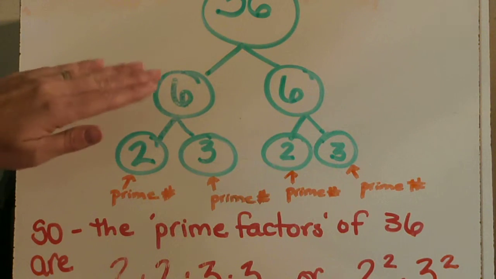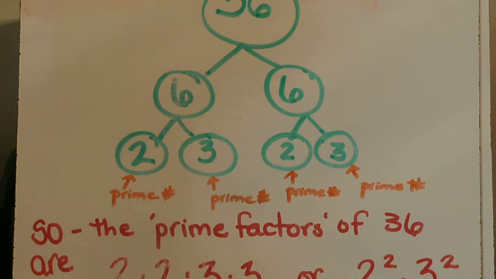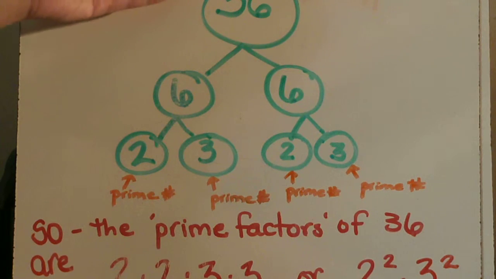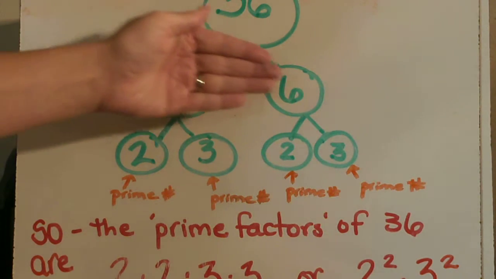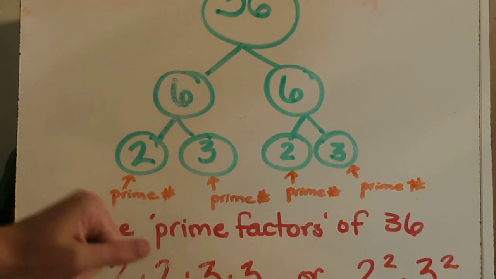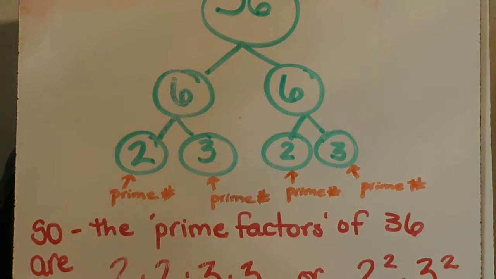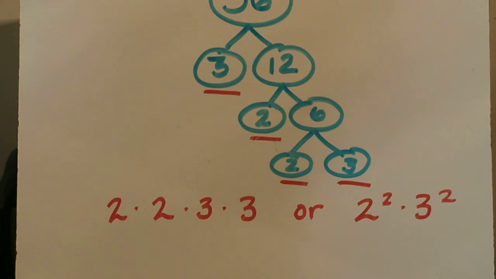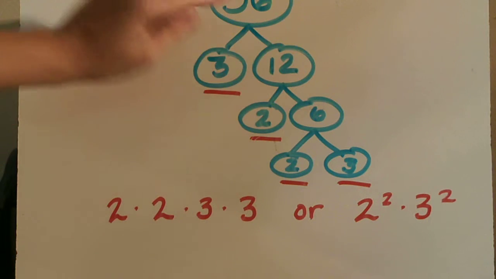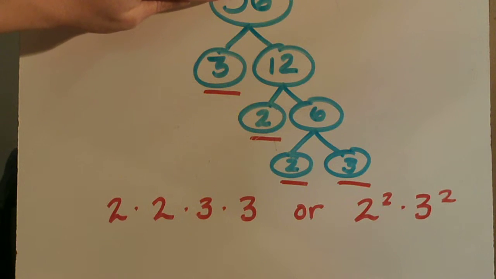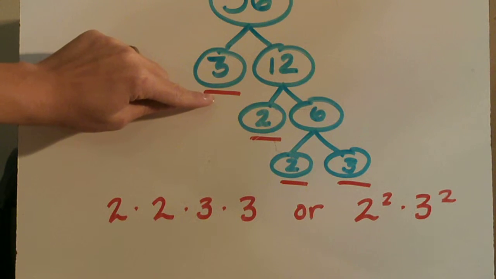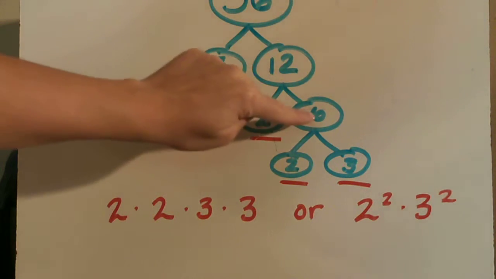Now in this example I used 6 times 6. I'm going to show you another example using 36 to show you that regardless of the combination of numbers that you use, you're going to get the same prime factors, 2 squared times 3 squared. Another combination of numbers that we can use to get 36 is 3 times 12. So now if you look at my branch, I say 36 is 3 times 12. Well, 3 is a prime number, so I stop. 12 is 2 times 6.